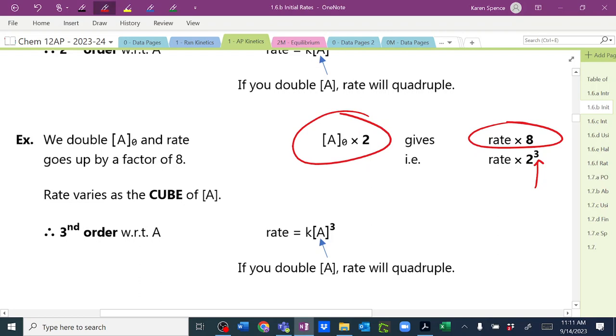If you double, the rate will octuple, because I can't apparently type. There we go. I don't know if that's the correct word, it'll be times 8.